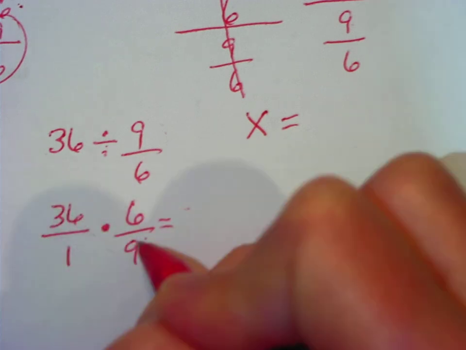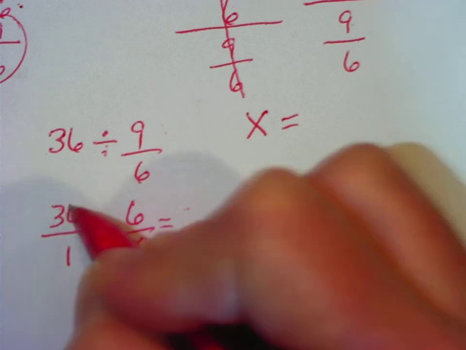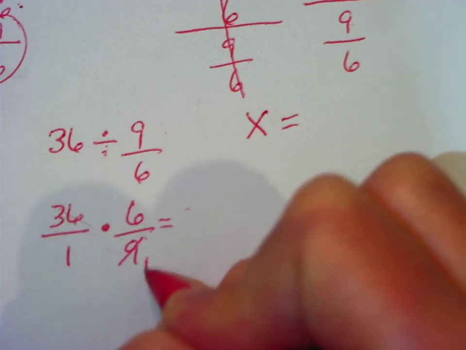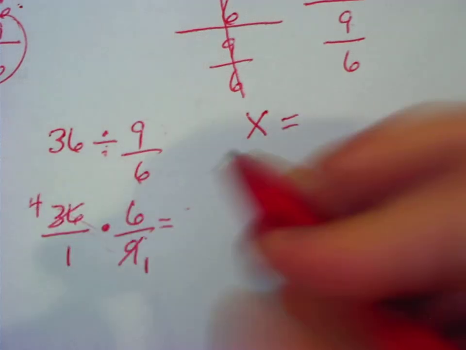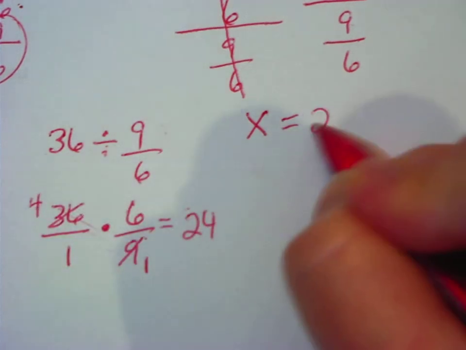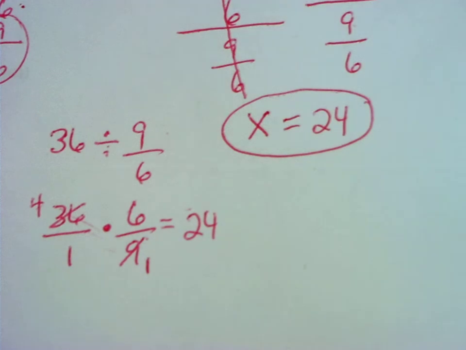So I'm going to reduce diagonally. I can divide 9 into both of these numbers. So 9 goes into 9 once, and 9 divides into 36 4 times. So 4 times 6 would be 24. 24 would be my final answer.